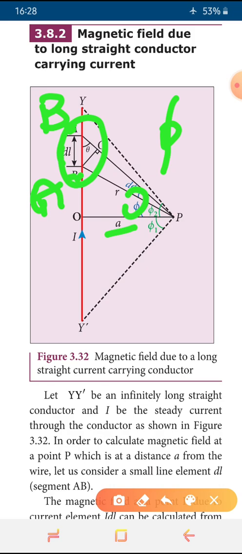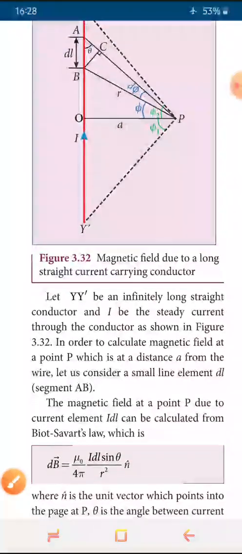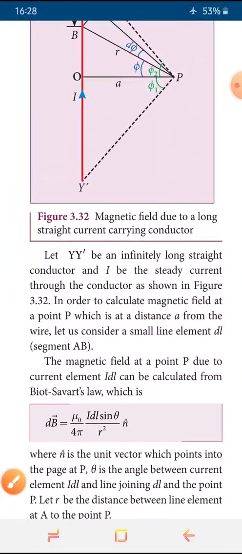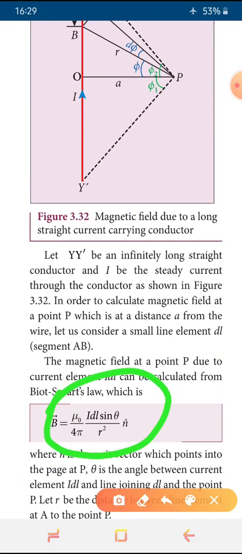Okay. So now we go to the derivation part. In this derivation, first we use the Biot-Savart law, and this is the Biot-Savart law. This equation, how it came: we derived it previously, a few topics before. dB vector is equal to mu naught by 4 pi, I dl sin theta divided by r square, n cap.